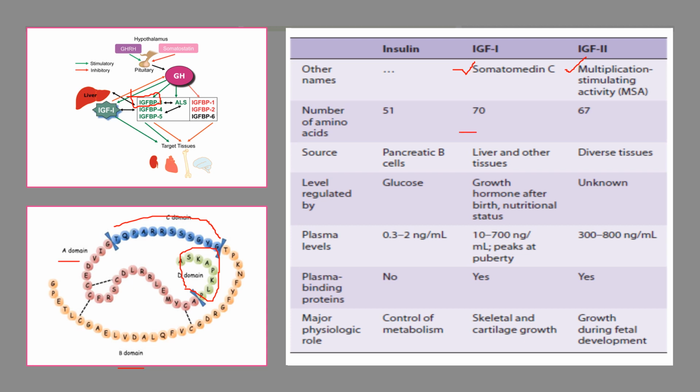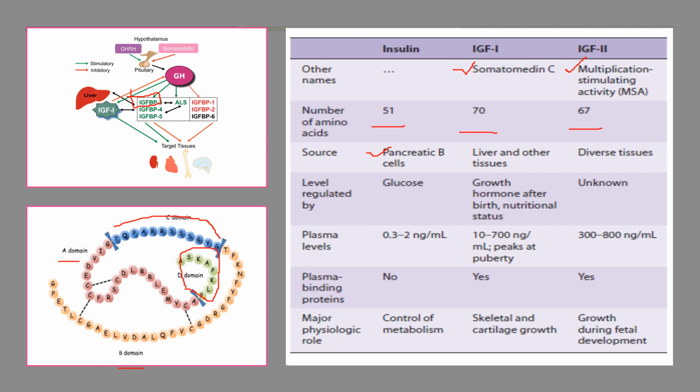So number of amino acids, IGF-1 is 70. We all know insulin contains 51 amino acids, and for IGF-2 it is 67. Insulin is secreted from the pancreatic beta cells of islets of Langerhans. IGF-1 is secreted from liver and other tissues, and IGF-2 from diverse tissues.